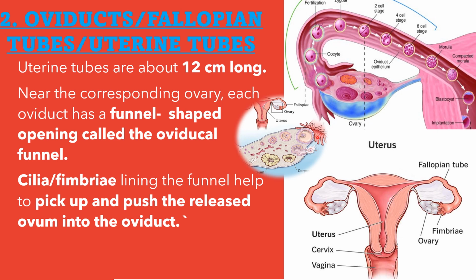This oviductal funnel consists of cilia or finger-like projections called fimbriae. The fimbriae lining the funnel help to pick up and push the released ovum. Here you can see that after ovulation, the egg or ovum is picked up by the fimbriae or cilia and pushed into the oviduct. That is the function of the fimbriae or cilia.